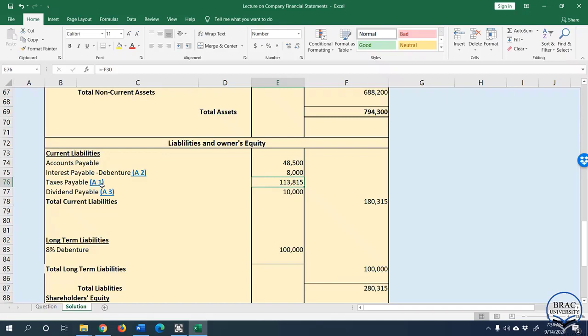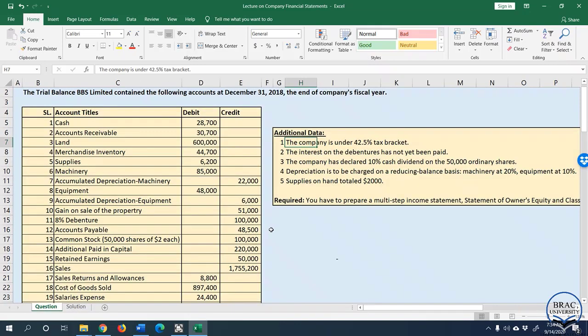Remember one thing: whatever additional data is given, that data will affect at least two parts of your financial statements, right? So we are done with the tax and tax payable, and now we move to the second one. The interest on the debentures has not yet been paid.